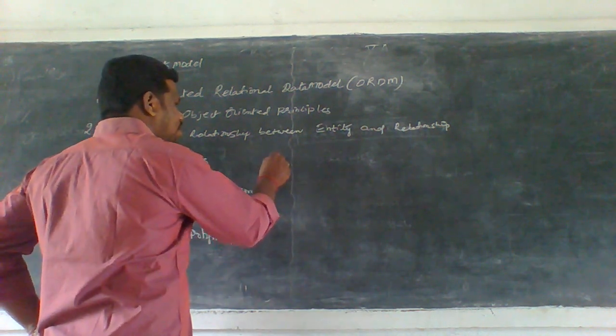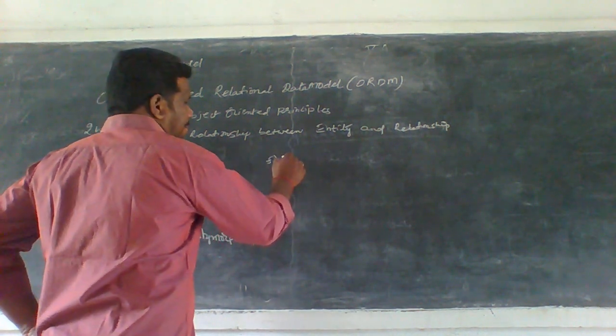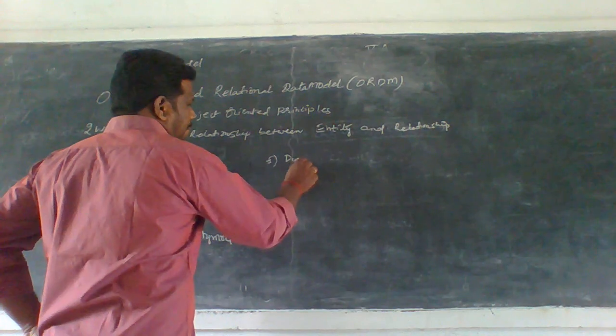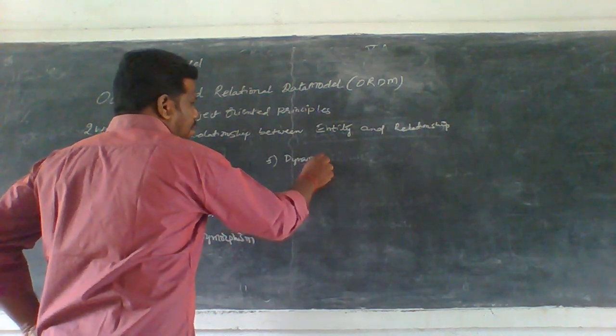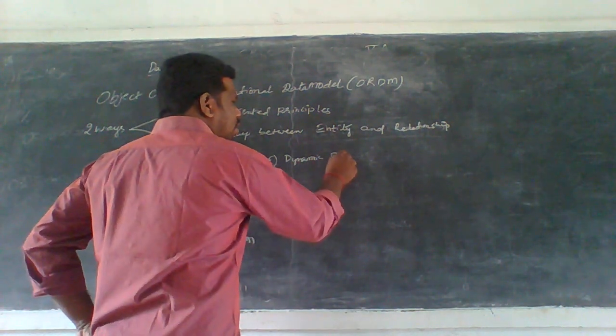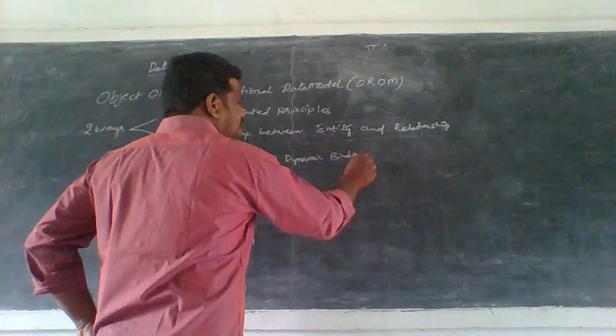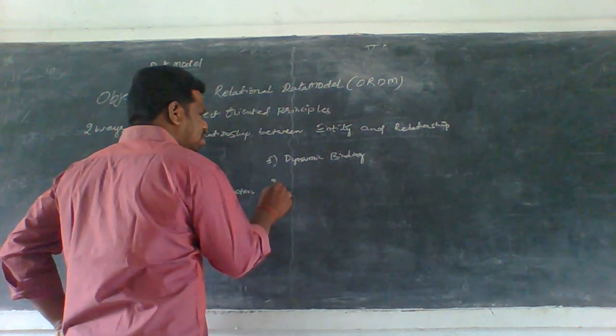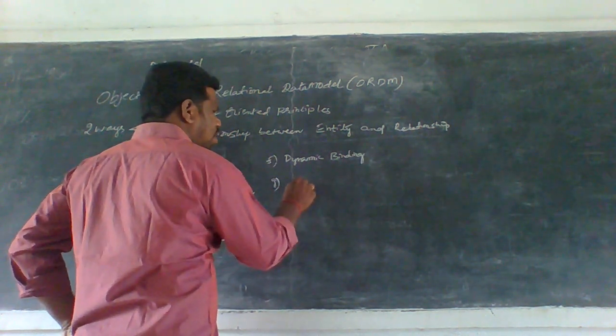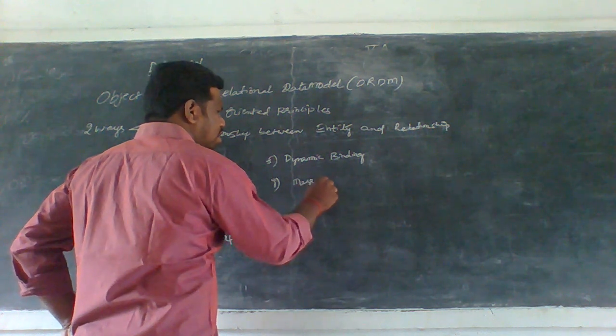F is dynamic binding. So here is also dynamic binding, and G. Okay, this is called message passing.